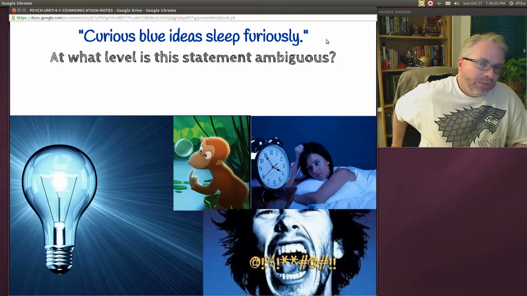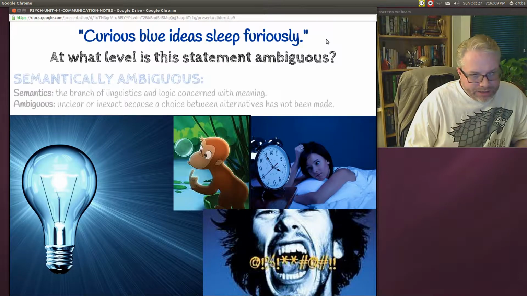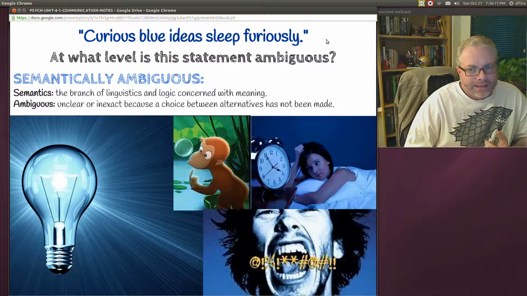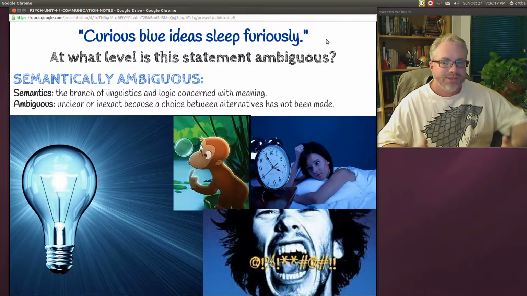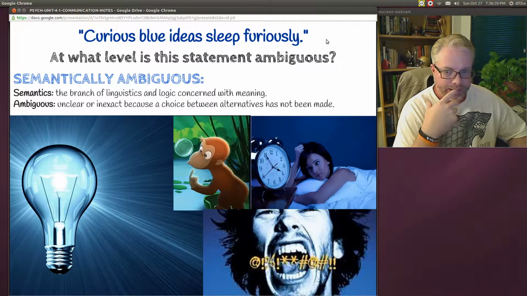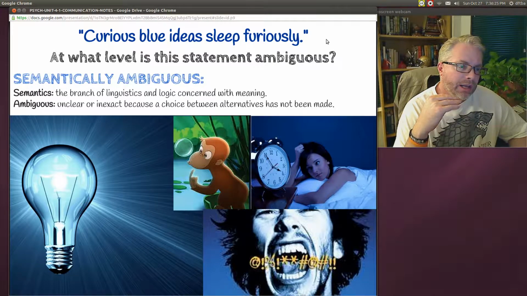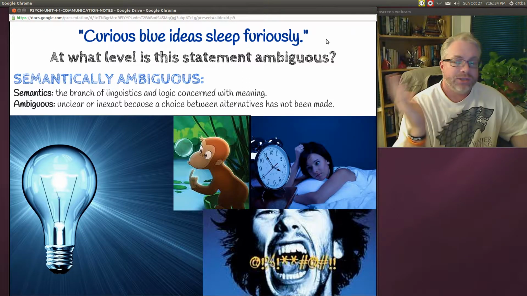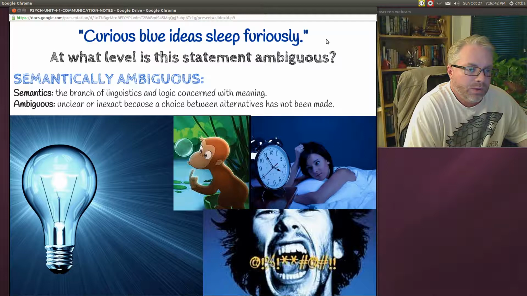Okay, curious blue ideas sleep furiously. This is an ambiguous statement in this way. It is semantically ambiguous, which means that meaning is semantics. So the meaning of the statement is unclear. You're not sure. Semantics is all about linguistics and the logical process concerning the meaning of language. Ambiguous means you're unclear about what something exactly means because a choice between alternatives hasn't been made, or you're just not certain what's going on there.